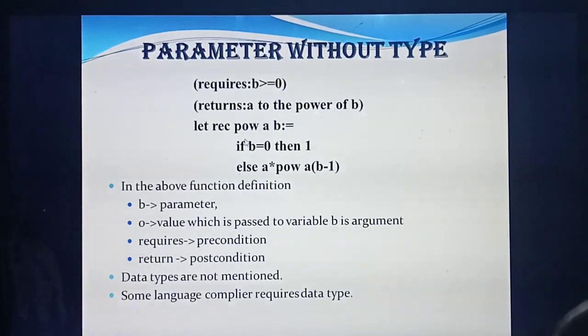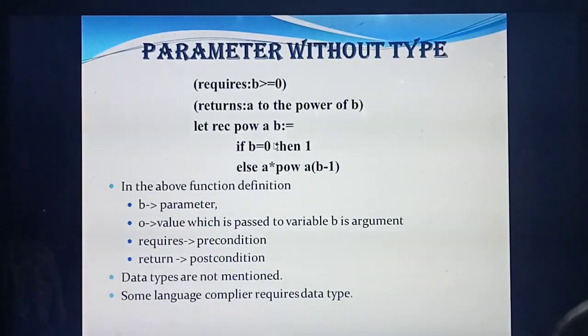So here the function already got started. If the value of b equal to 0, then 1. That means anything power 0, for example a power 0, what's the value? 1. E power 0, what's the value? 1. Okay. So if the value of b is 0, what answer you will get? 1.